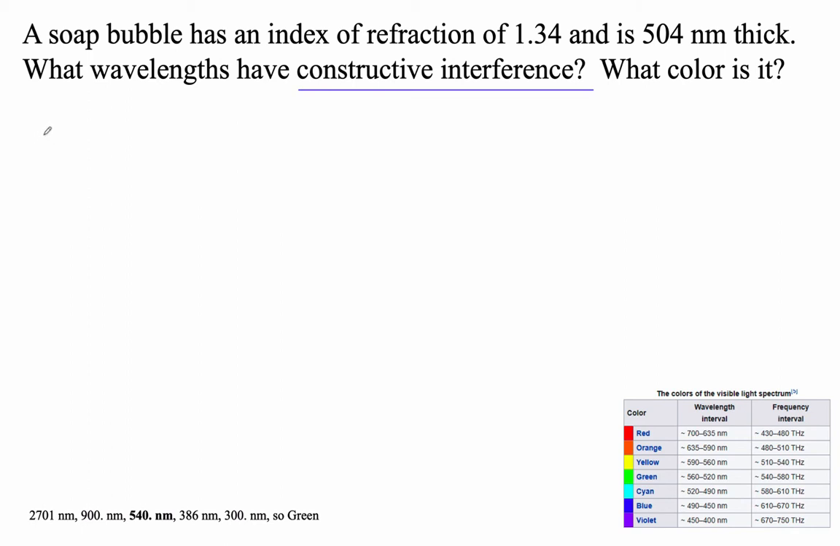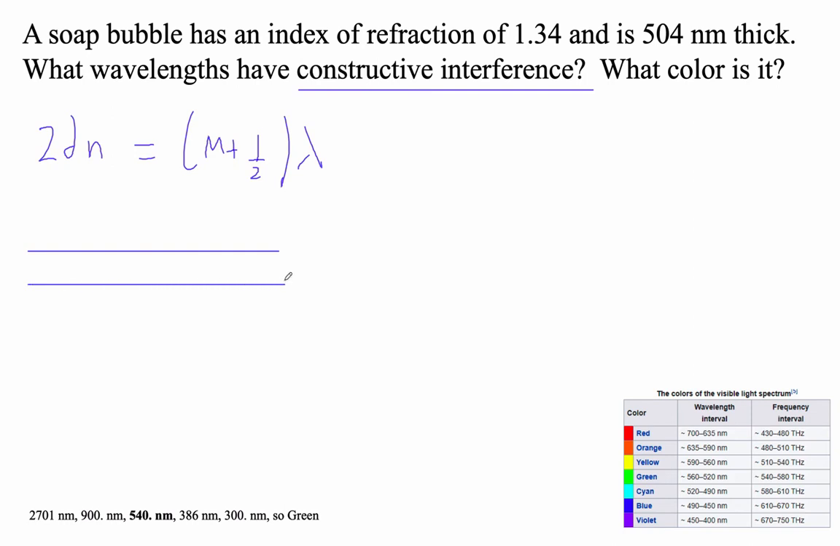Okay, so let's see. Constructive interference is 2dn equals (m plus 1/2) lambda. It's got a plus 1/2 because we have to phase shift it by a half a wavelength, because that first interface inverts the light. So we need to shift it at least a half a wavelength before we get constructive interference. That's why it's the 1/2 there. So this is our n, this is our d, and we've got to figure out the lambdas.